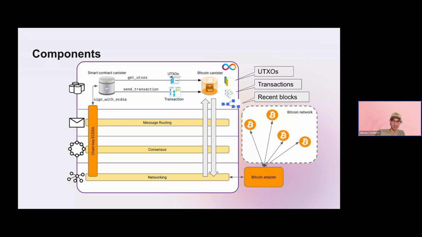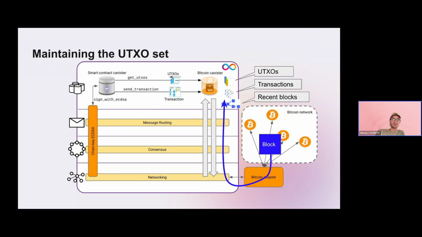The other component that I also mentioned is the Bitcoin adapter. You see this in the bottom right corner. This Bitcoin adapter is run on every node in the Bitcoin activated subnet. It connects the nodes in the subnet to the Bitcoin network, much like a regular Bitcoin node would do, and for this you can get blocks into the internet computer.